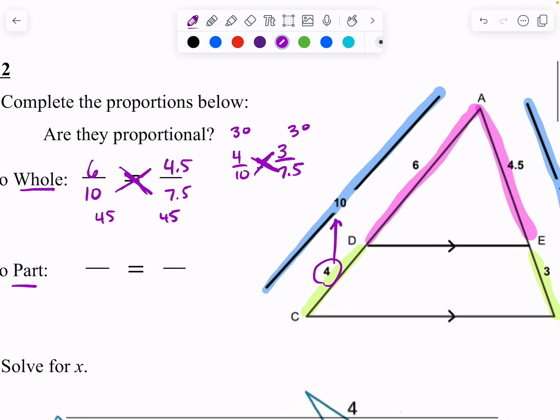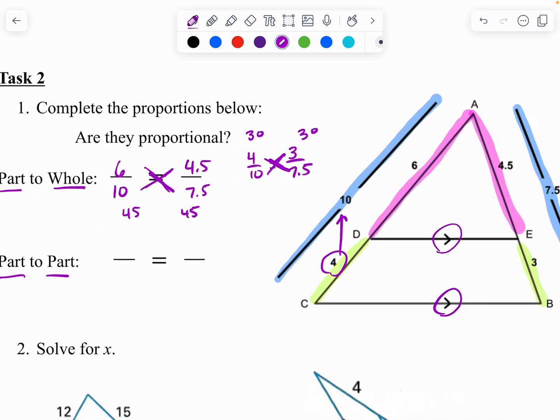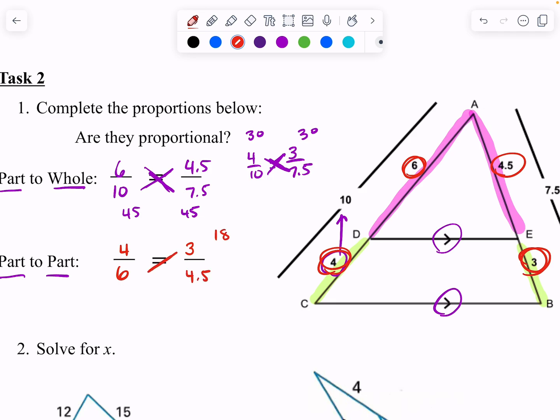But the great thing about these side splitters, especially when you've got these parallel lines, is that you can also do part to part. What I mean by part to part is that we're not taking into consideration those full lengths at all. We are just looking at these smaller segments. So we're looking at 4 and 6 and 3 and 4.5. So if I set this up, green to pink, what you'll notice is that these also work to show that these are proportional. So we can be a little creative and choosy when we're solving for X, because we can decide if we're doing part to part or part to whole.